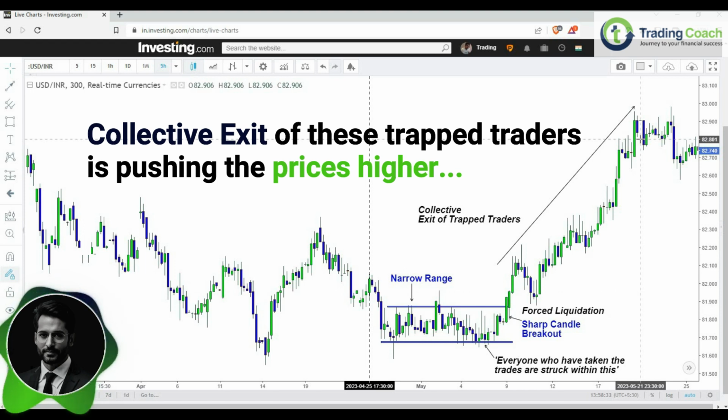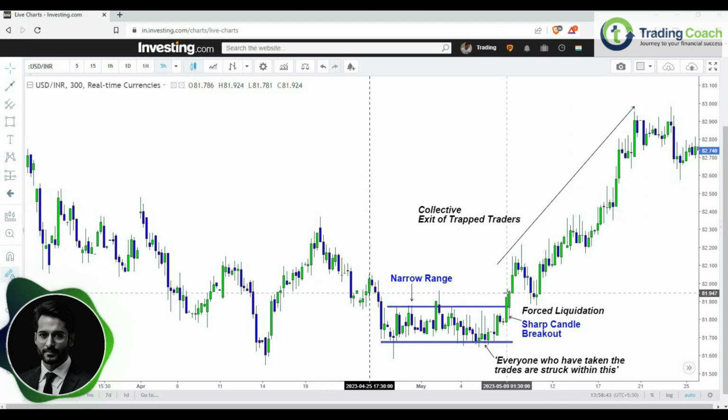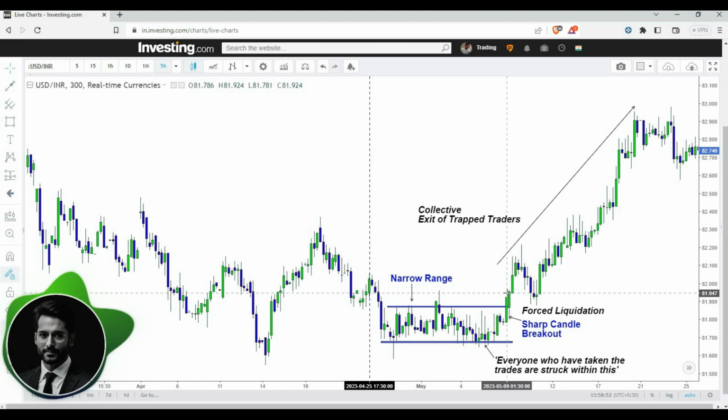Of course, there could be some other factors over here. Maybe there could be some fundamentals, or some news or events which may have caused the prices to go up, which may have created this sharp upside candle breakout. But right after the breakout, what could have happened is all these traders who are actually stuck within the narrow range will try to exit from the market. They are trying to cut off their position. And their cut-off activity, their collective exit, is what created this kind of sharp movement that you see on the price.